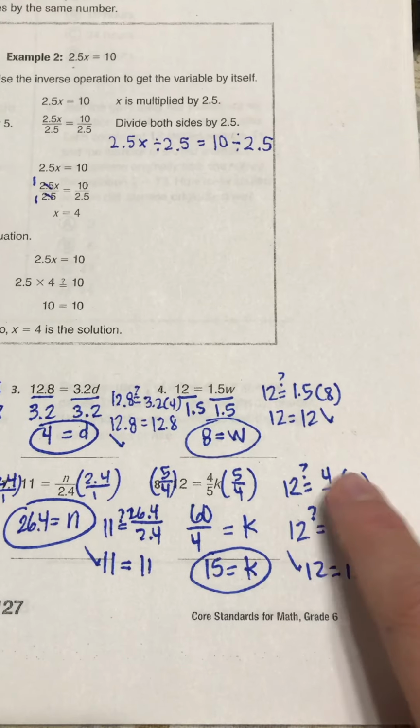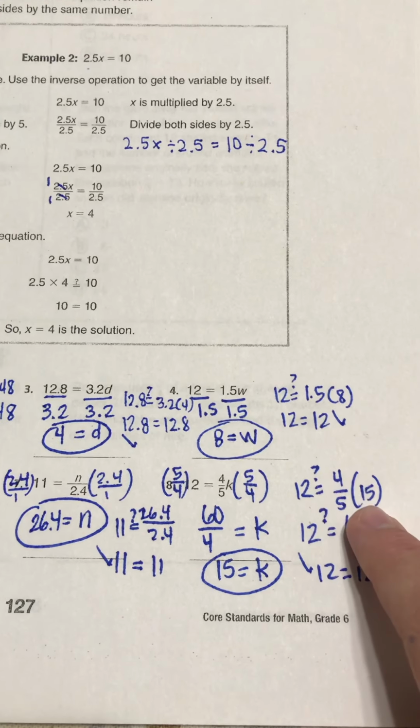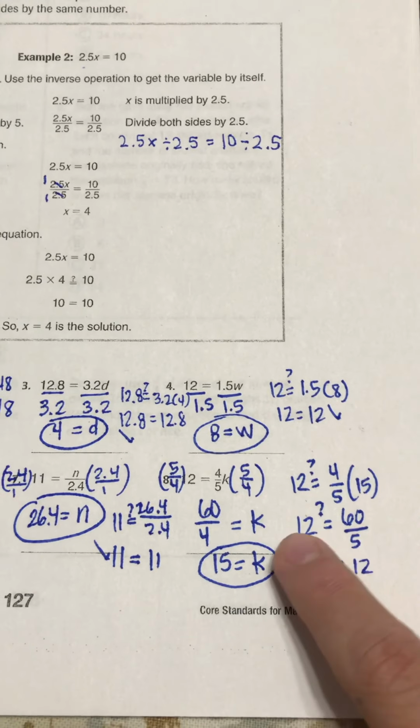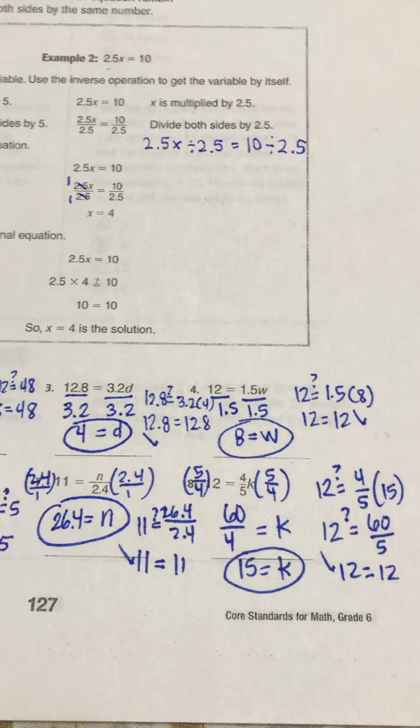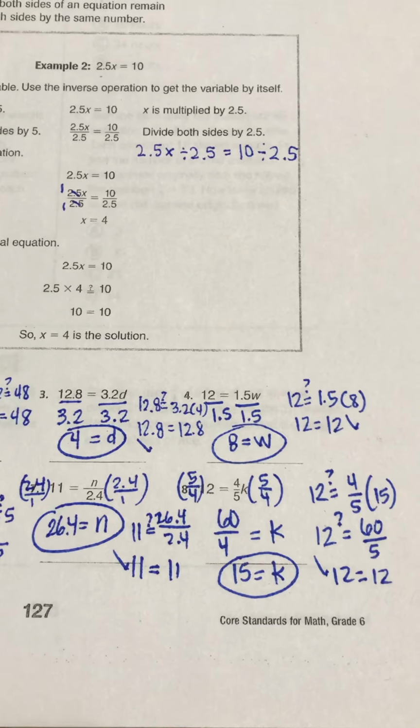12 equals, well, multiply the numerators. 4 times 15 gave us 60. Okay, and then 60 divided by 5 will give us 12. Checked it off. It equals the correct answer, which is our solution.